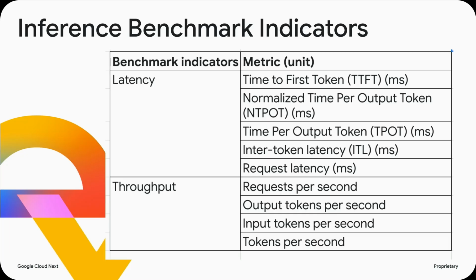Time per output token, et cetera. I'm not going to read all of them. But these are all very important metrics to keep in mind that you have to actually monitor to assess the performance of your model. And they're divided into categories, latency and throughput, right?